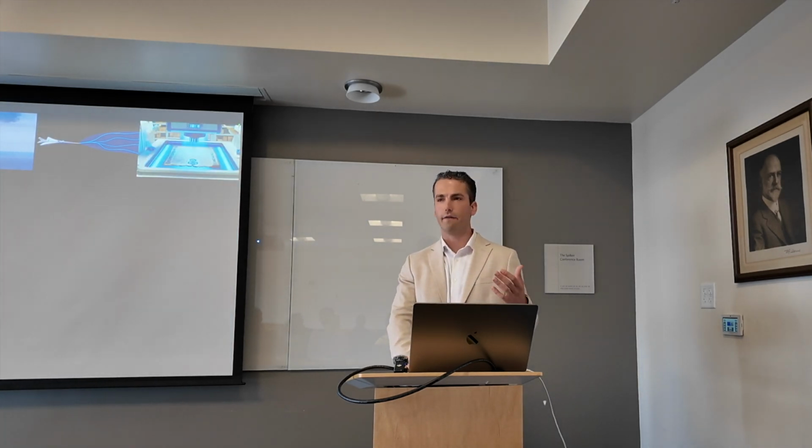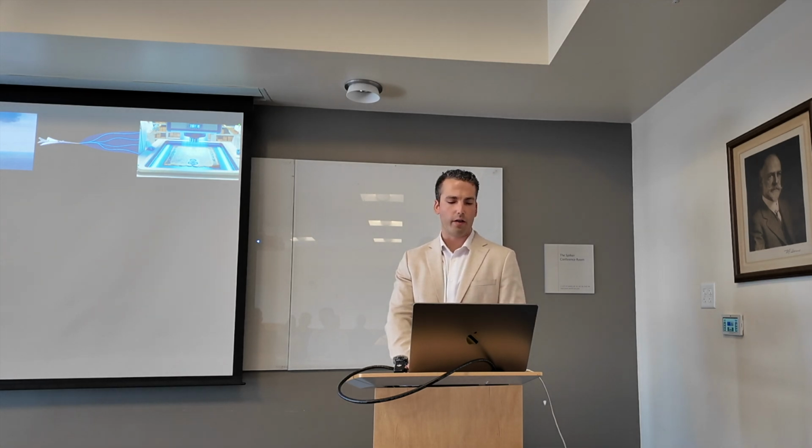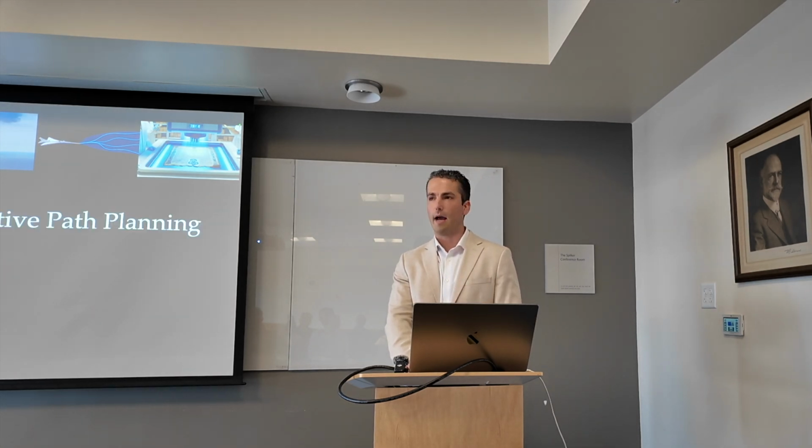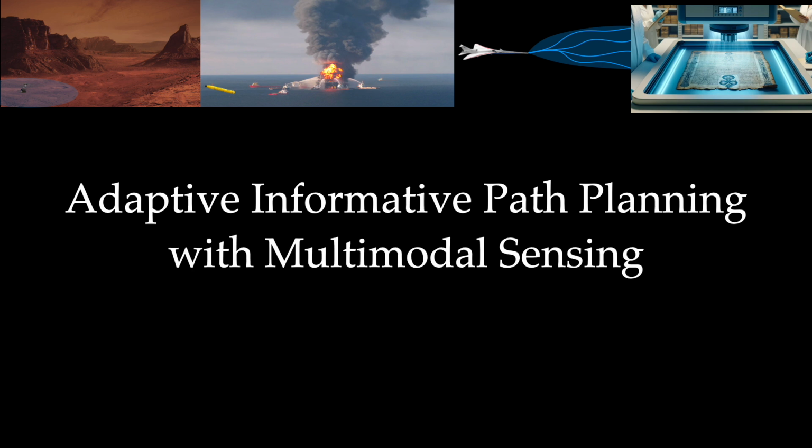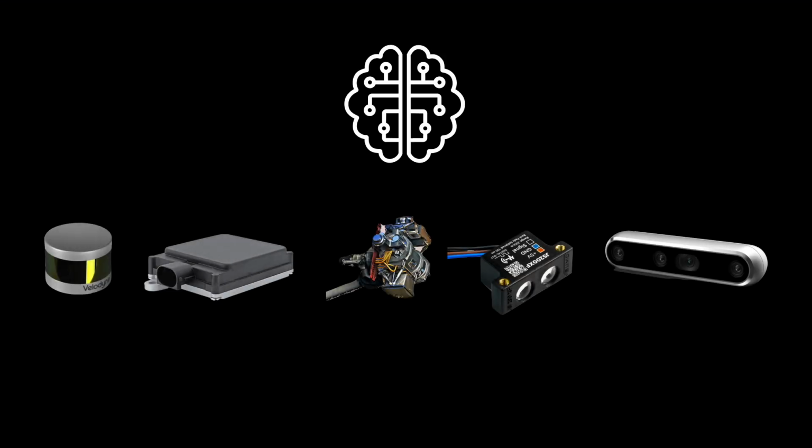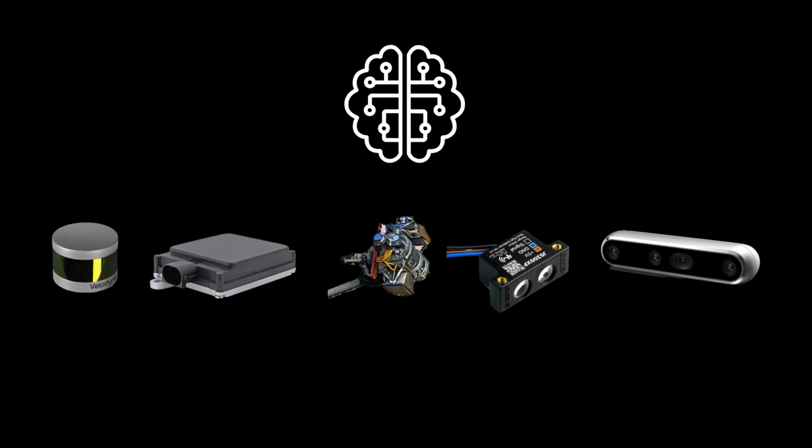What all of these different examples have in common is that they are all examples of the adaptive informative path planning with multimodal sensing problem. This problem involves an agent, and that agent has access to multiple sensors on board. These sensors could be LiDARs, spectrometers, cameras, ultrasound sensors, any type of sensor we could have. The agent with those sensors then also has some constraints that it has to obey.